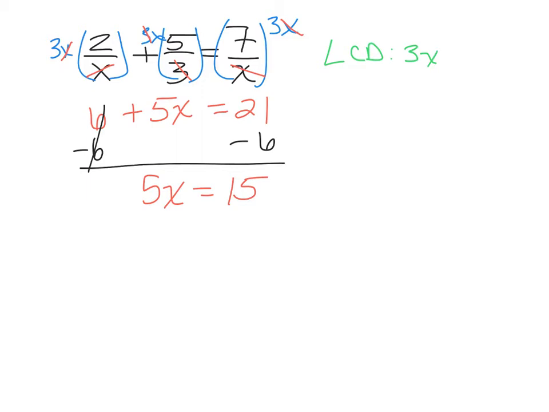Now inverse operations one more time. The inverse of 5 times x is divide, so I'm going to divide both sides by 5. So I have x equals 3. And we want to check our answer.